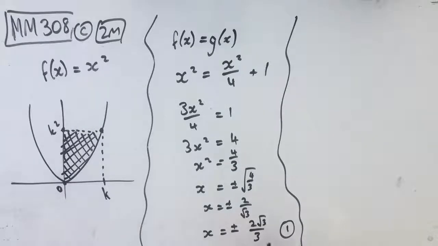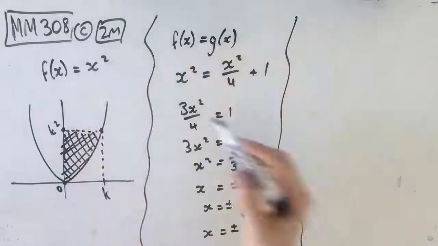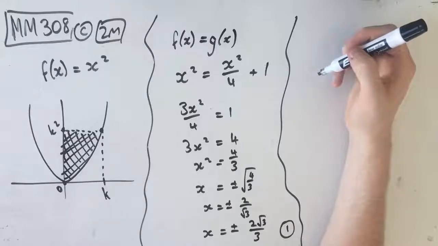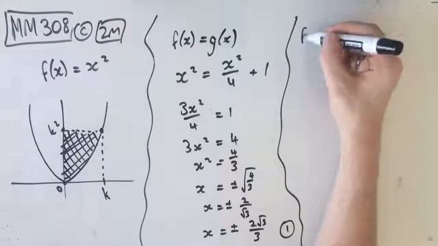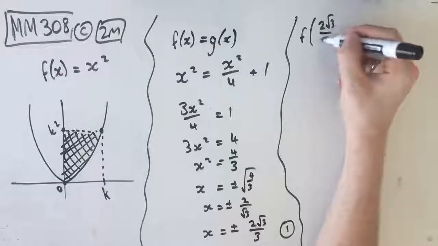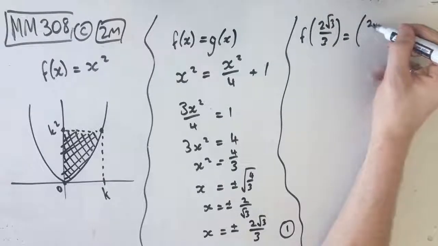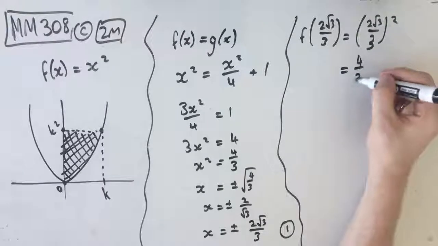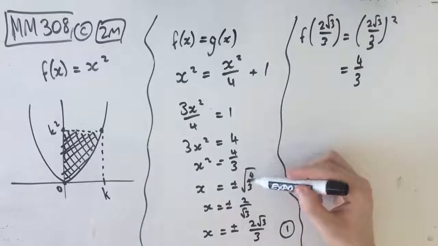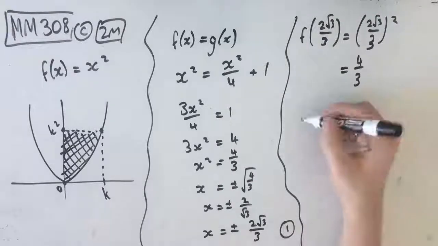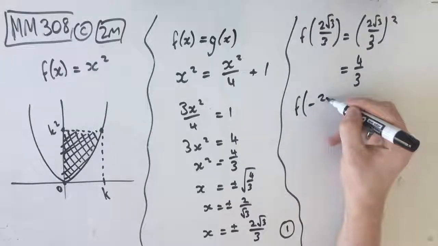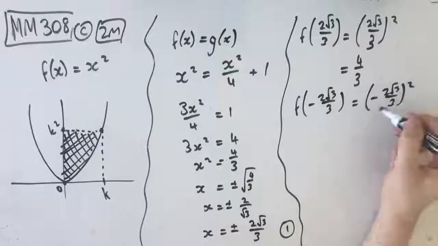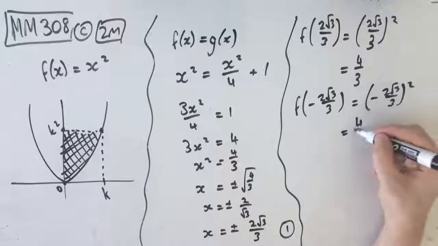So the easiest way to do this would be to sub back into f of x, because it's just x squared. We can kind of easily do that. So from here, we get f of 2 root 3 over 3 is equal to 2 root 3 over 3 squared, which is equal to 4 on 3. Right, because it makes sense, because this is root 4 on 3, so that squared is just going to be 4 on 3. F of negative 2 root 3 on 3 is going to be negative 2 root 3 on 3 squared. And because negative times a negative is just a positive, that's also going to equal 4 on 3.